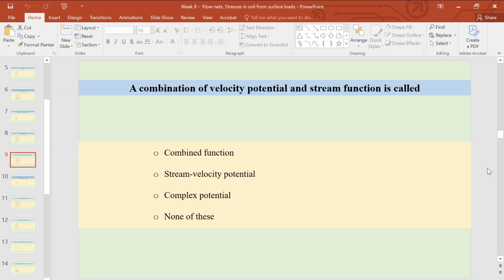I repeat the question. A combination of velocity potential and stream function is called. The options are combined function, stream velocity potential, complex potential, or none of these. Next question.